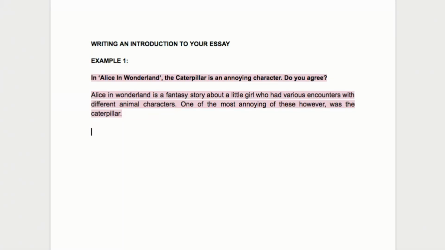We're going to have a quick look at how to write an introduction to your essay. Introductions might seem easy, but they're actually quite tricky, and if you don't get them right, they can have a negative knock-on effect on the rest of your essay. So I'll go through what an introduction should be like, and then we'll have a look at some examples as well and see what works and what doesn't work about each one.